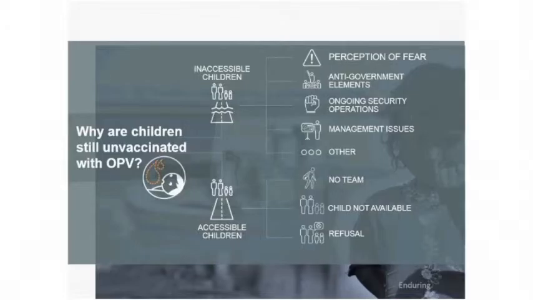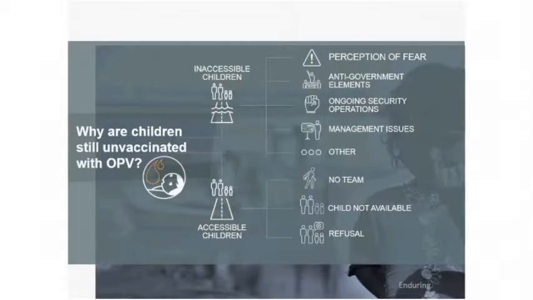There may be some reaction from anti-government elements that make it difficult to reach these children. There may be security concerns, so the workers themselves can't get to the children. And there just may be some management issues within the program itself. Then you have children who are accessible. They can be reached. And sometimes we find they're not getting vaccinated because, one, the team is not there. There's just not anyone in that particular area to respond. Or when the team does show up, they're in a location where they can be reached, but the parent says the child's not available. Either he or she is sick, they happen to not be at home because they're traveling, some other reason is given.